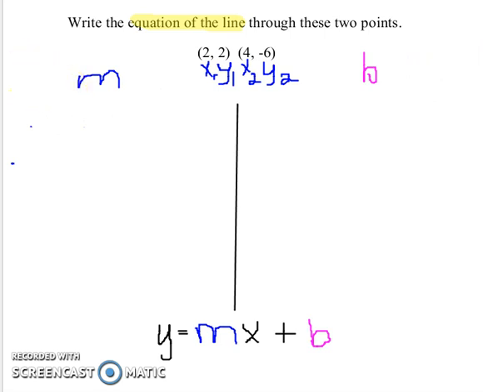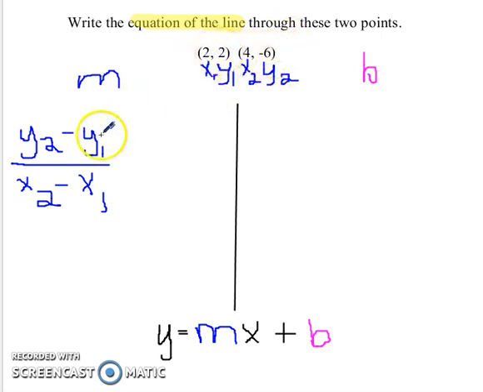We know the slope formula, right? The slope formula is this. The second y, take away the first y, over the second x, the 4, take away the first x. So let's find our slope. I think all of you are really pretty good at that, actually. I've noticed a lot of great things.